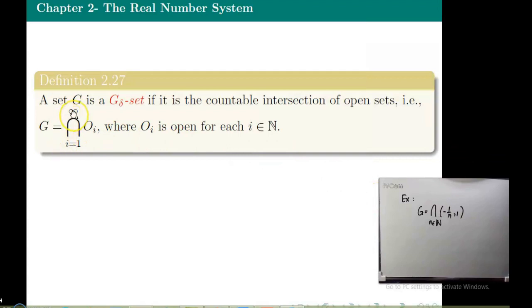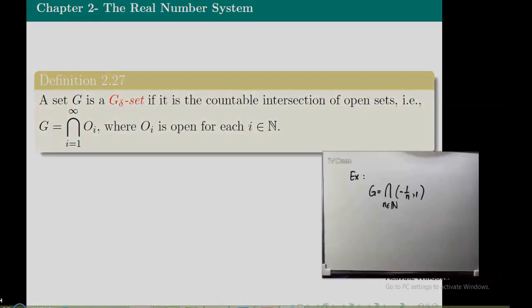Okay, let's have this definition. A set G is a G delta set if it is the countable intersection of open sets. That is, we can write it in this form, where O sub i is open for each i. So take note, from the previous example, we know that a countable intersection of open sets is an example of a Borel set.